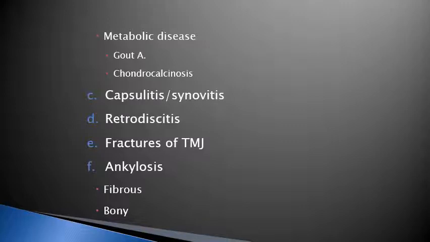You have inflammation of the capsule and inflammation of the synovial membrane, so capsulitis and synovitis. Damage to the posterior attachment of the disc is called retrodiscitis. Trauma directly or indirectly received by the temporomandibular joint leads to fracture of the temporomandibular joint. You can have ankylosis, which can be fibrous, usually classified as pseudoankylosis, and you can have attachment of the condyle and the mandibular fossa bone, the temporal bone, which is called bony ankylosis or true ankylosis.